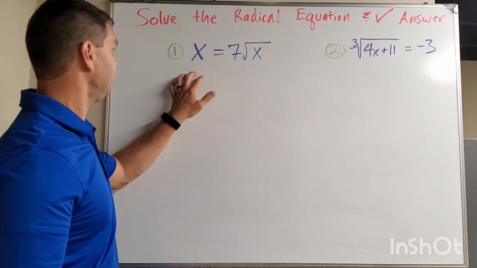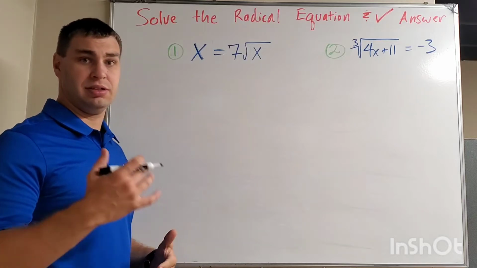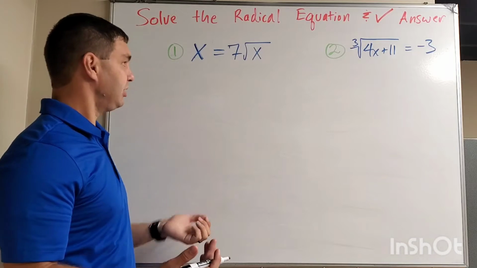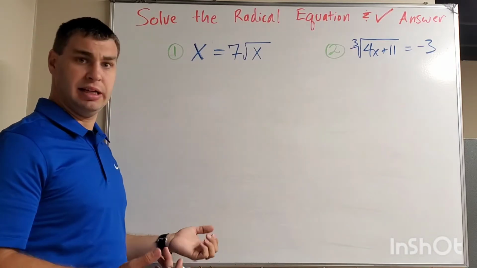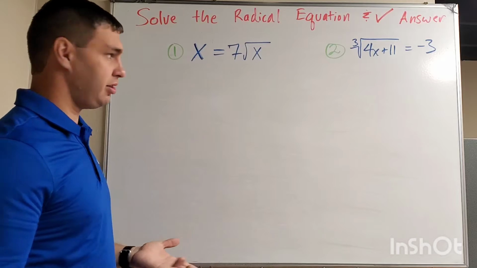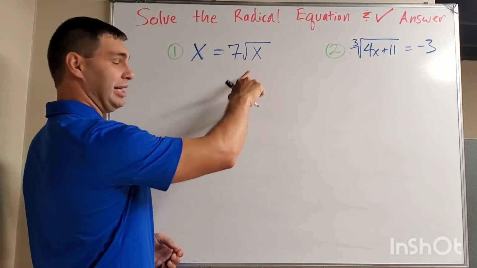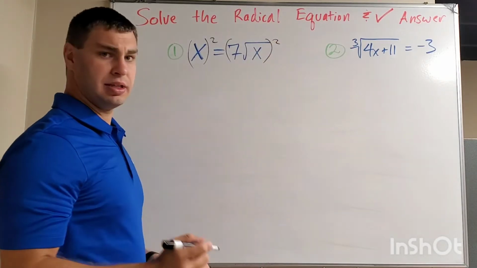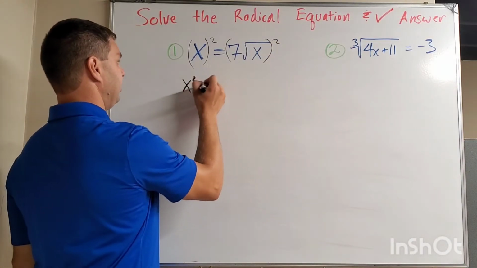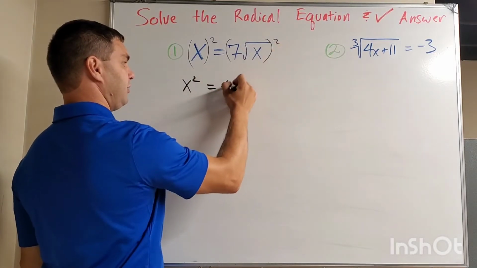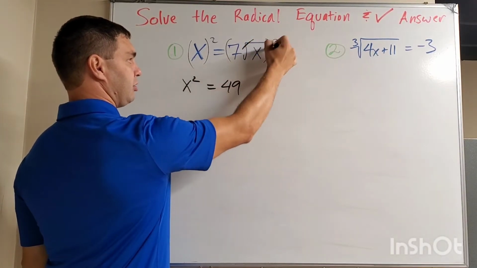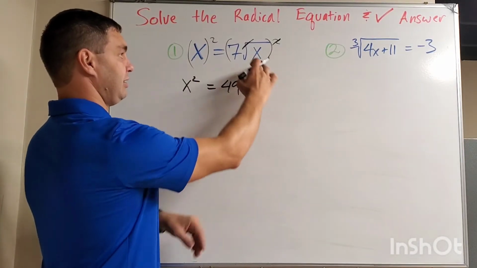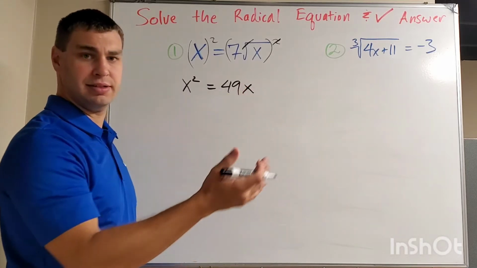But let's try it. This first one says x equals 7 square roots of x. My first instinct would be maybe to divide the 7 over, and you can do it that way. But easier than that is to just eliminate this radical by squaring both sides. Squaring both sides gives me x squared equals 7 squared, which is 49. And remember, the square and the square root are going to cancel here, so it's just 49 times x. It's not x squared, and it's not the square root anymore.